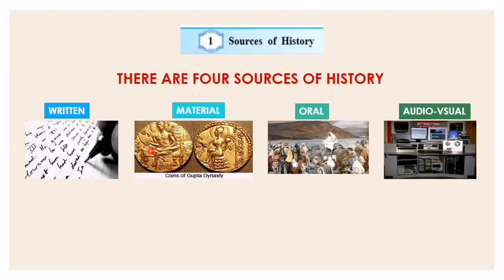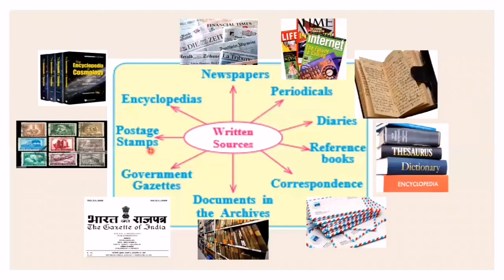We come to know what happened in the past, what is going to happen in the present, and what steps we have to take in the future. So that's why these sources of history play an important role in history. Okay, children? So they are written, material, oral and audio-visual. Now we are coming to the written sources, as given in your textbook.